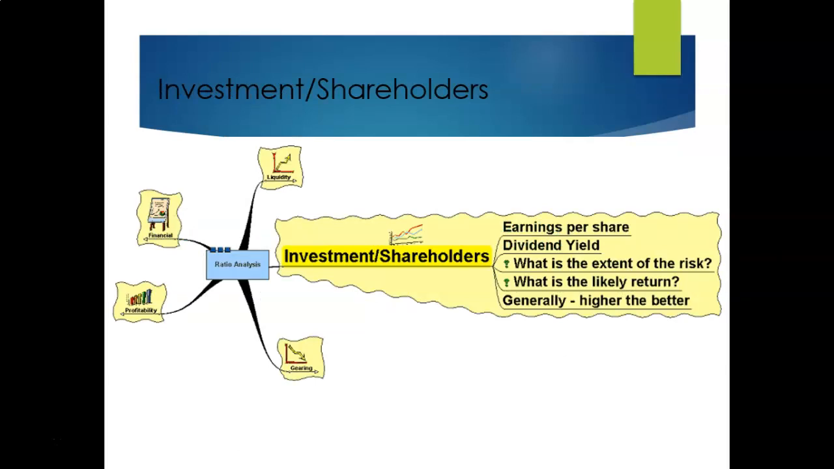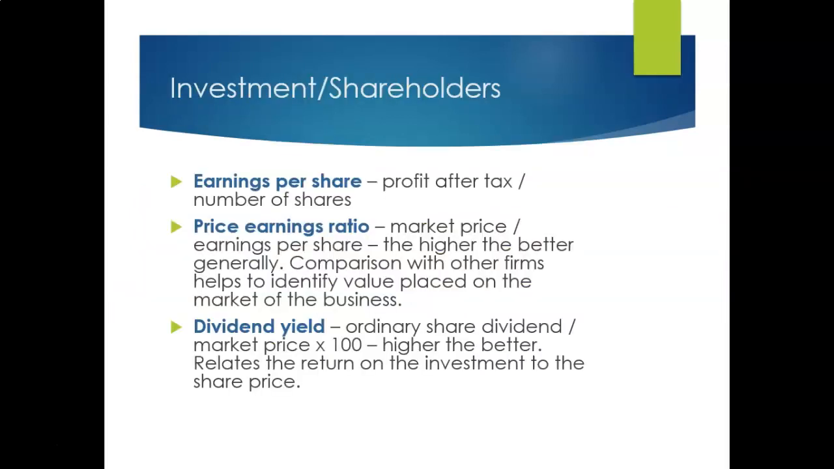Let's look at the second type, that is investment or shareholders ratio. They can be earning per share or dividend yield. What is earning per share? It is nothing but profit after tax divided by number of shares. And we can also learn under the shareholders ratio the price earning ratio. And what is price earning ratio? Market price divided by earning per share. Higher the better. Comparison with other firms helps to identify the value placed on the business by the market.